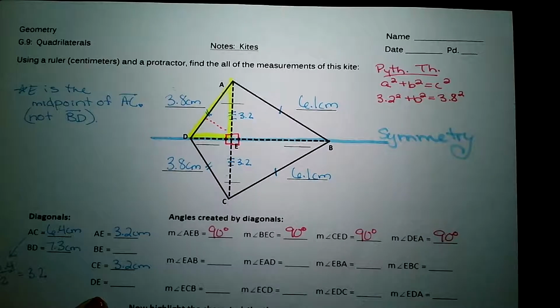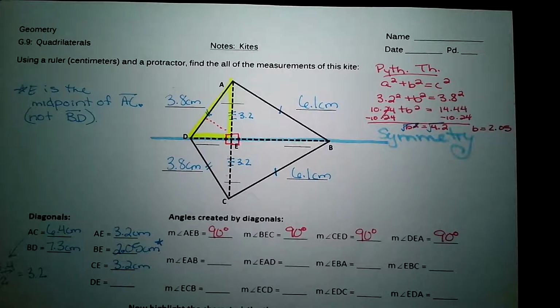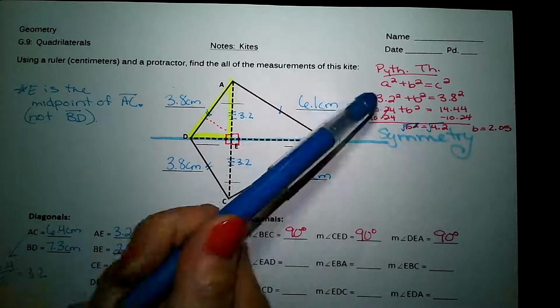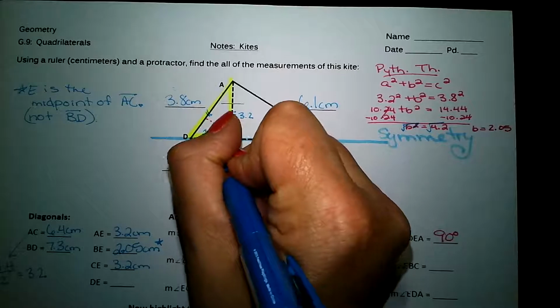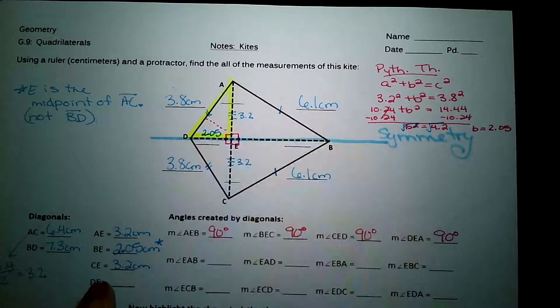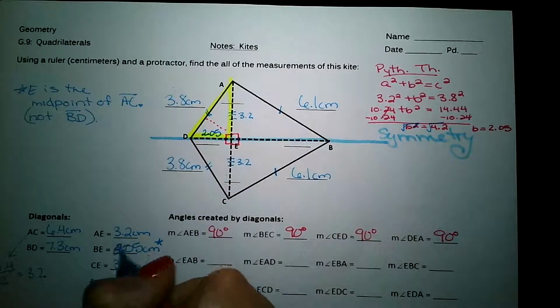Take a moment, use whatever skills you have to solve for B. That could be to finish solving, or you could go ahead and use NSolve if you'd like. All right, let's compare here. I worked my Pythagorean theorem, and I got a B value of approximately 2.05 for ED.